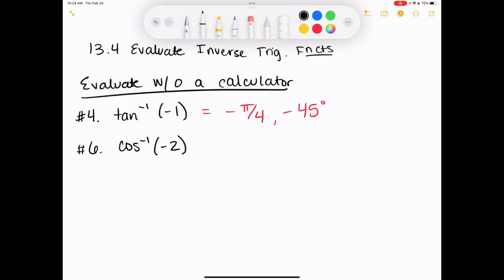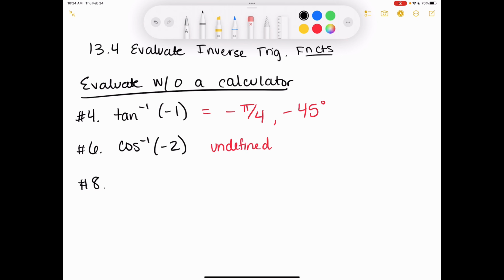Now with this one, is -2 a value that we have for cosine? No. It's not existent on the unit circle, so we call it undefined. Why do you have to put the -1 after the cosine and the tangent? It's the arc. It means arc or inverse. It's asking for two different things.